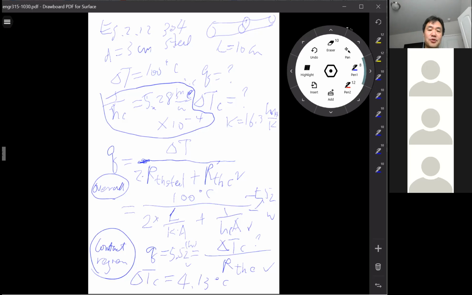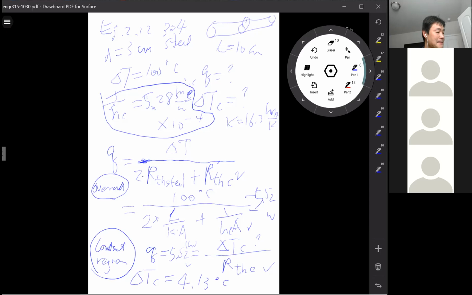So your temperature drop before and after the contact is about 4 degrees. The overall temperature drop in the whole system is 100 degrees, and here you have a 4.13 degree temperature drop. Again, the heat is not lost here in the contact. It just slows down the transfer of the heat and makes the temperature drop more, because of the contact resistance.